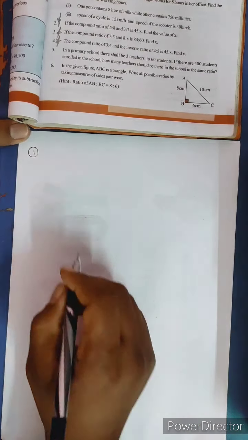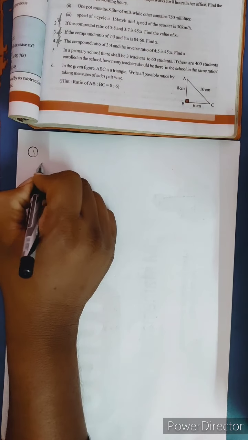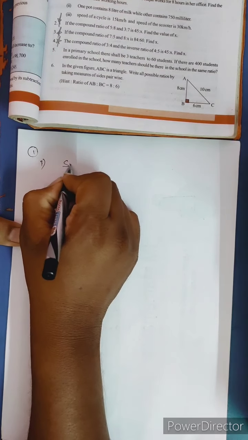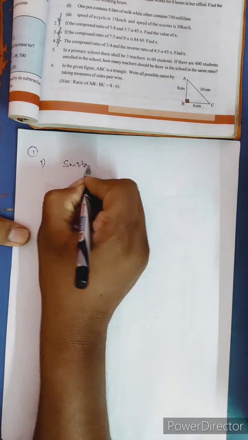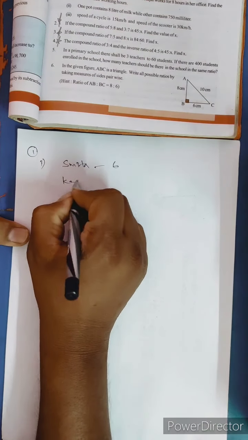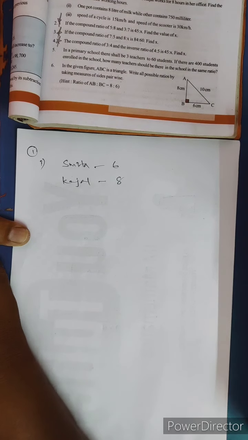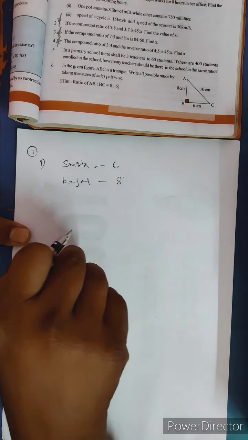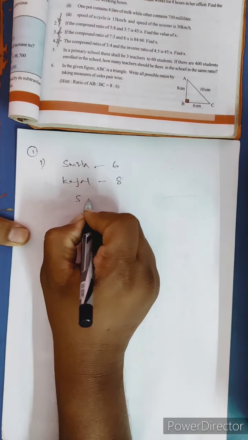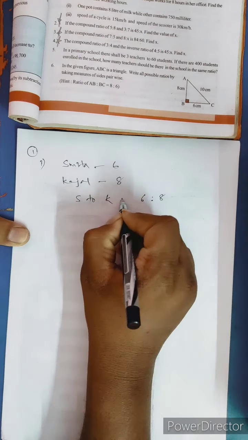First problem. Find the ratio of the following. In the first one, Smita works in office for 6 hours. Kajal works 8 hours. Find the ratio of their working hours, Smita to Kajal. Smita 6 hours, Kajal 8 hours.